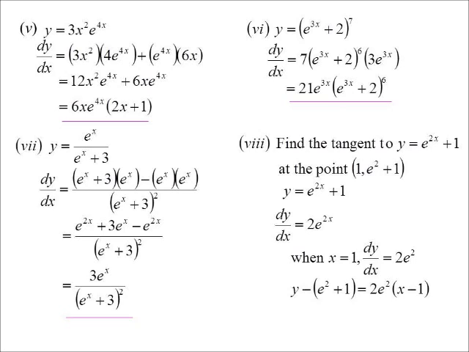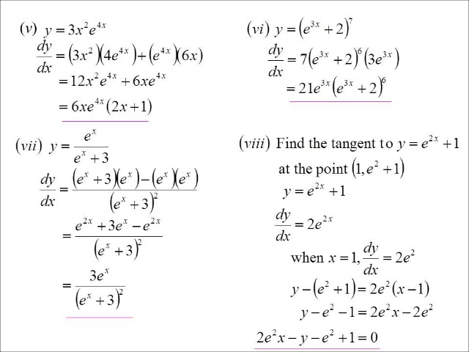It looks a bit messy because of all the e's. Remember, e is just a number. So it's y minus (e squared plus 1) equals 2e squared times (x minus 1). Expand out, group together. So the constant number in this case is minus e squared plus 1.